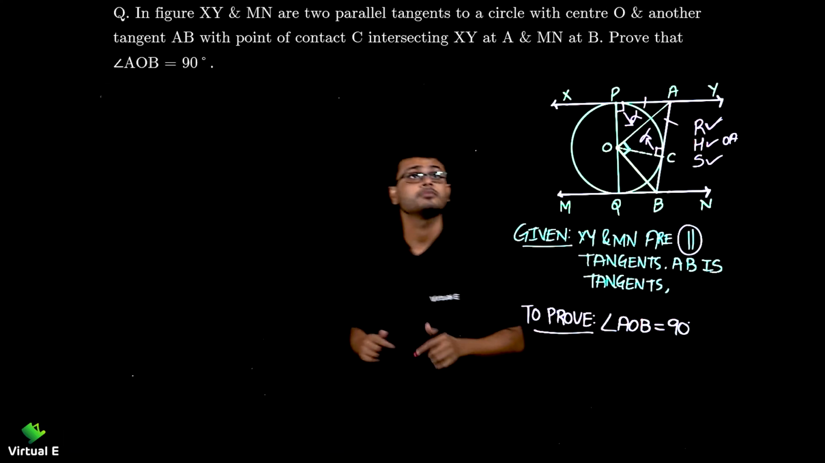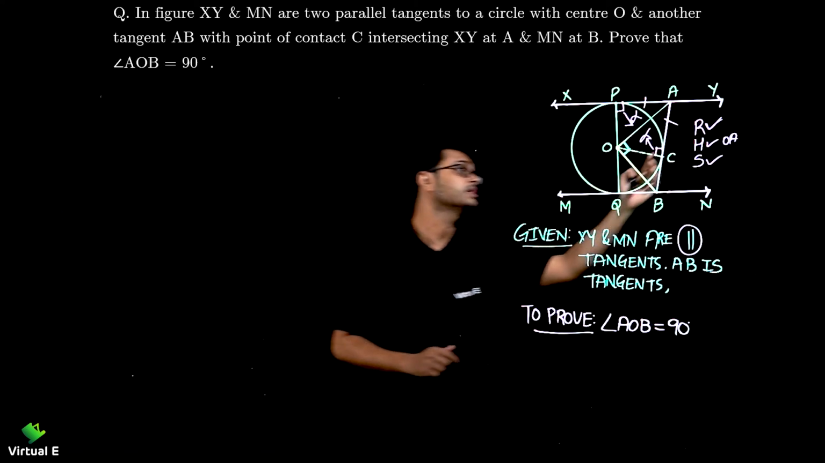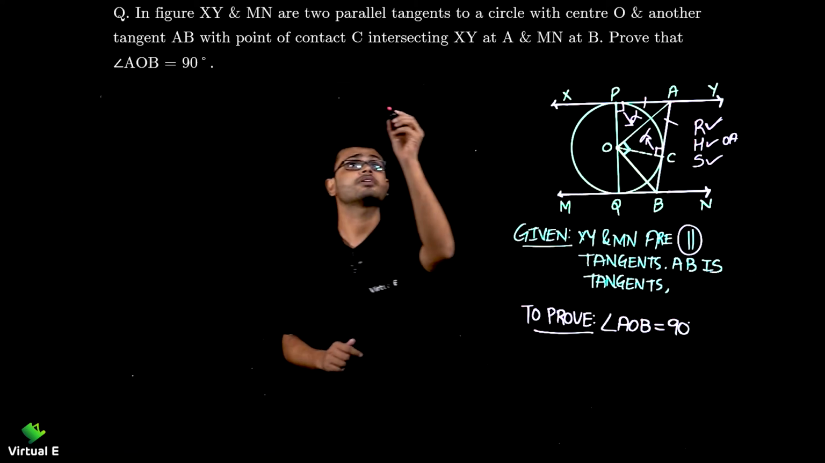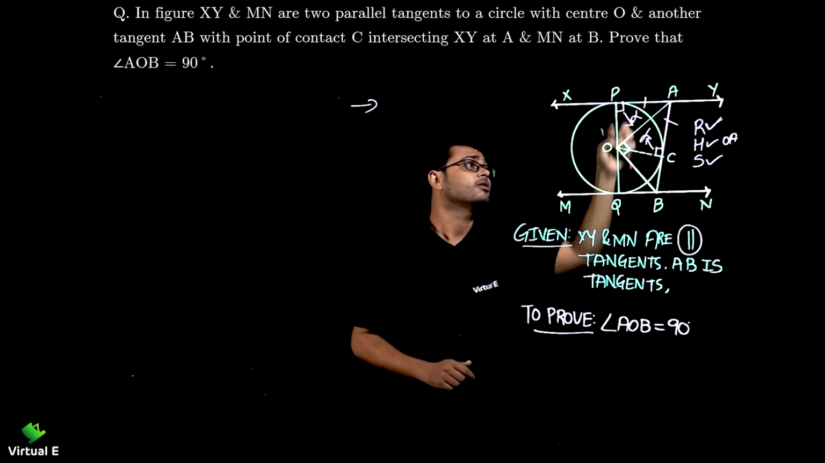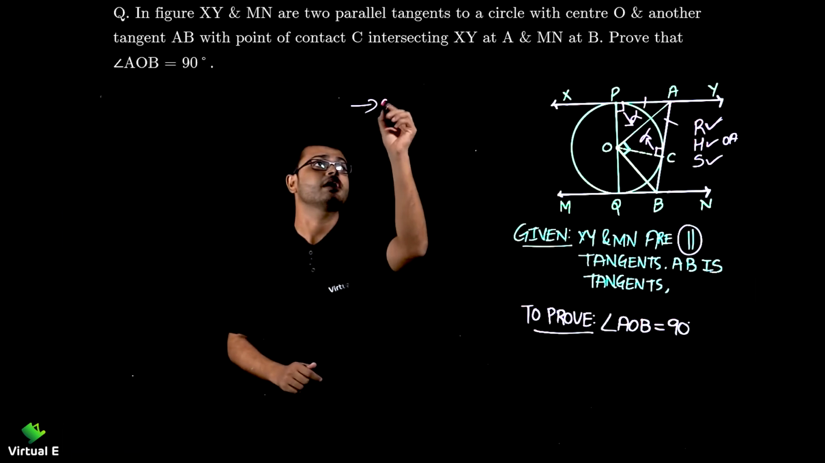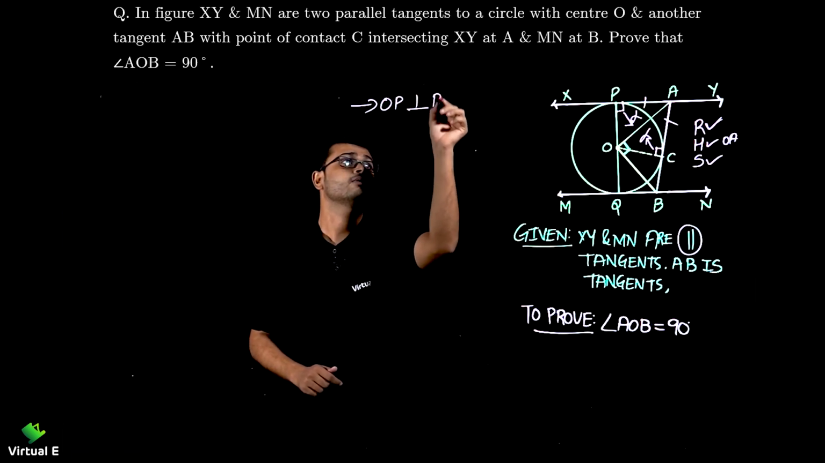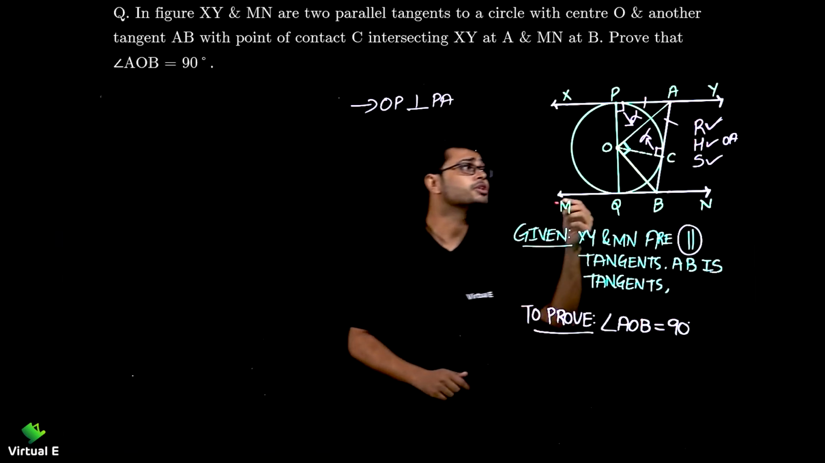Let's write these things now. First of all, let's talk about the right angle. For that I will write OP perpendicular to PA. Now what conclusion do we get from it?